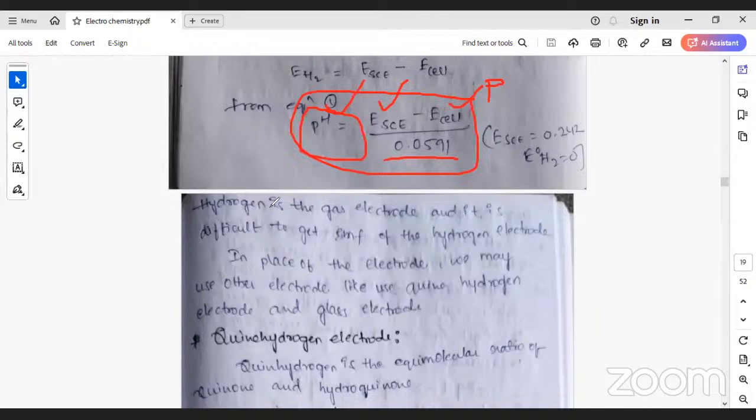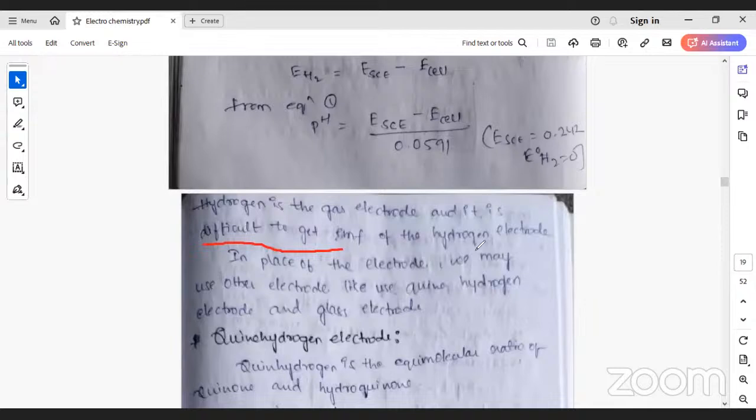What was the problem here? The handling of hydrogen gas. Hydrogen is a gas only, and the handling of that hydrogen gas is too difficult. Instead of that hydrogen gas, we have to use some other electrodes like the quinhydrone electrode and the glass electrode. The handling or utilization of the hydrogen gas electrode is too difficult. It is very difficult to get the EMF of the hydrogen gas electrode.